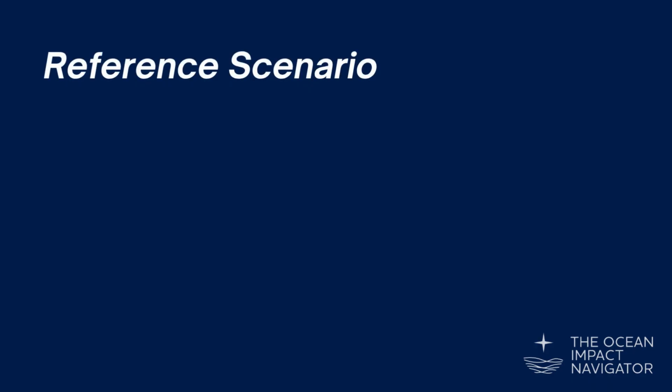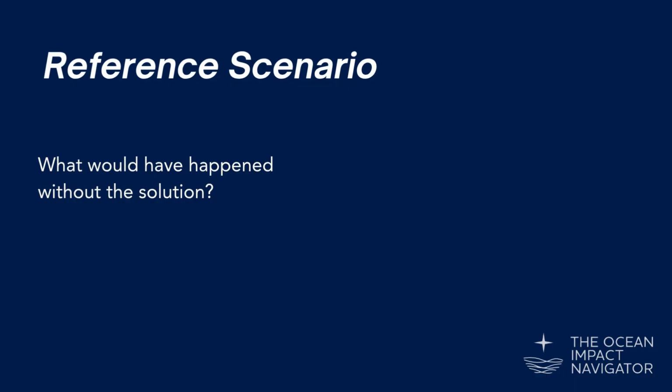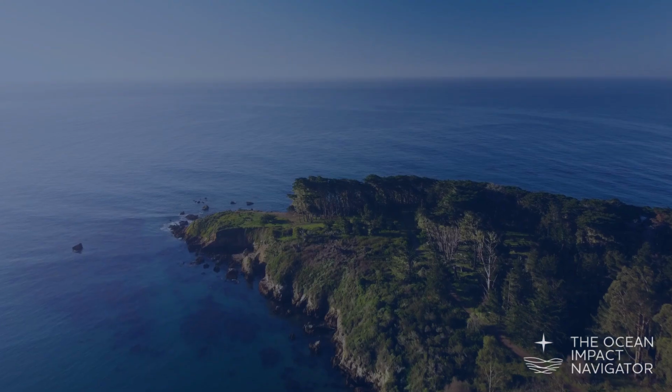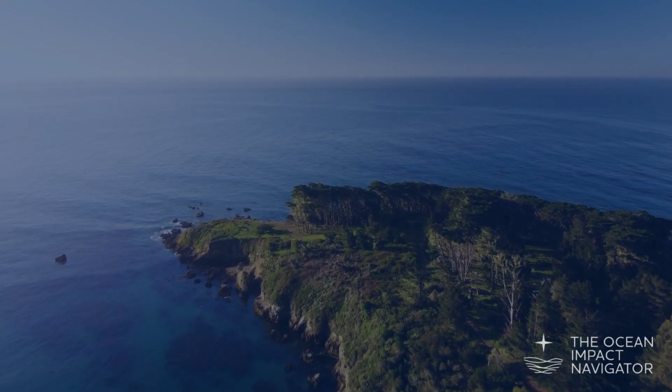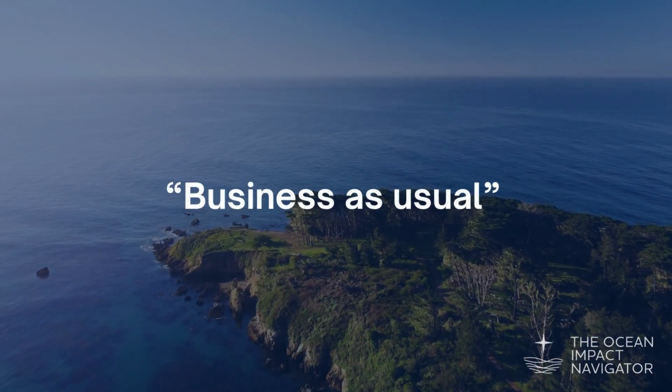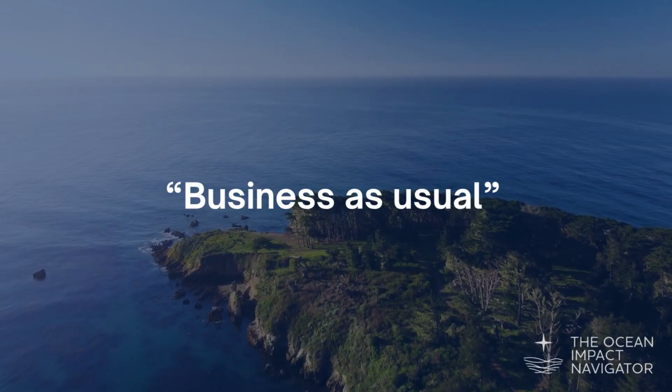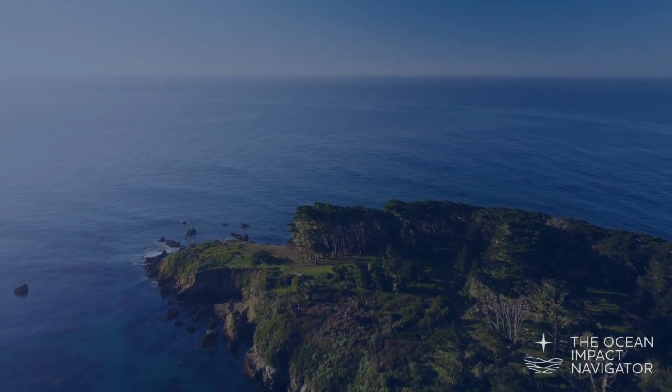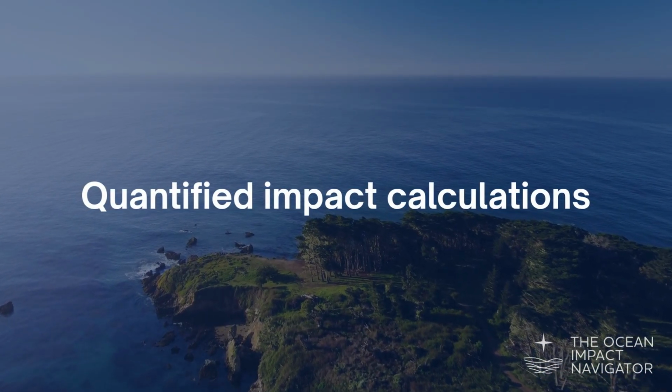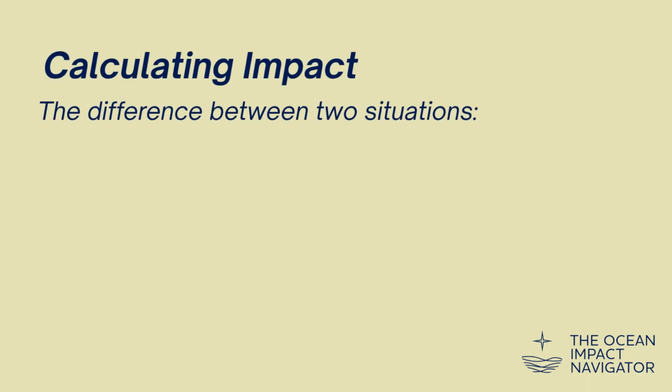The first step in calculating impact is defining a reference scenario. We need to ask, what would have happened without the solution? This reference scenario is called the baseline. As discussed in previous modules, the baseline represents the business-as-usual situation. In this chapter, we will explicitly link that baseline to quantified impact calculations. Impact is always calculated as the difference between two situations. Impact equals situation with solution minus baseline.